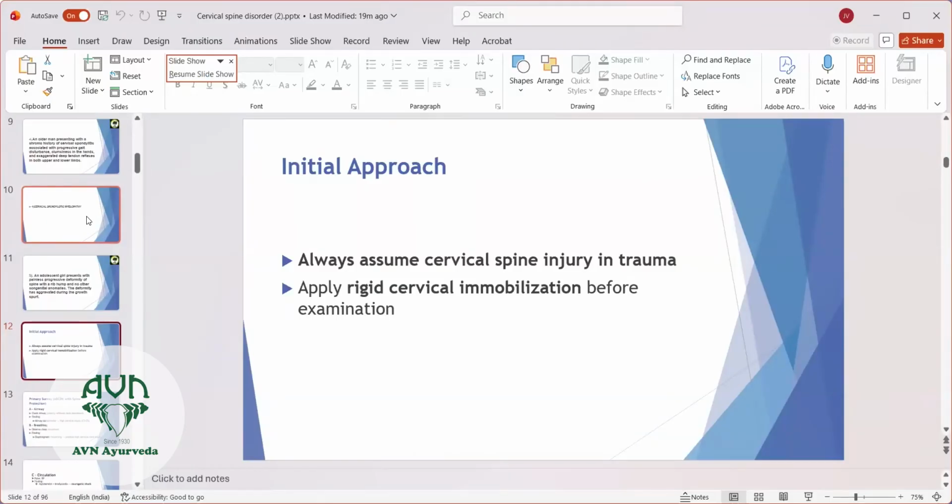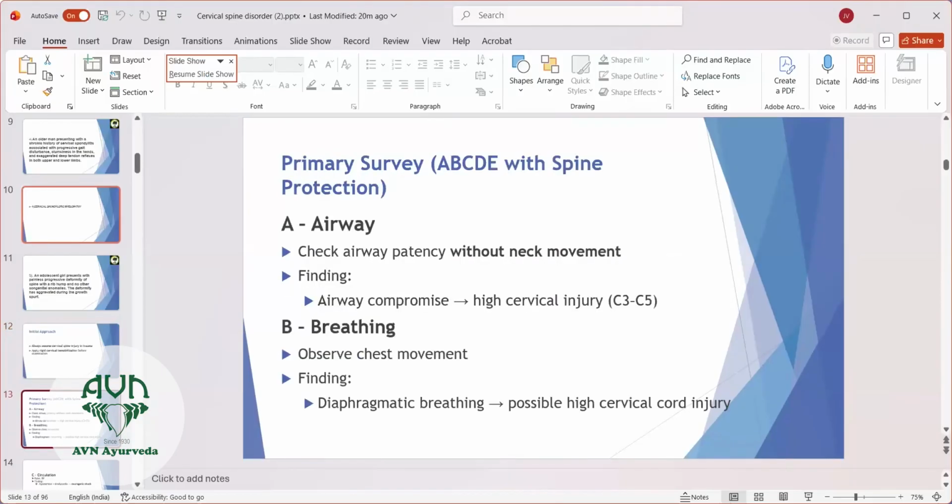So be cautious while doing the clinical examination. Apply a rigid cervical collar or immobilization, or use a gentle touch while doing the cervical spine examination. In the primary survey, of course, we have to follow ABCD. For the airway, we have to check airway patency without neck movement. That is very important.